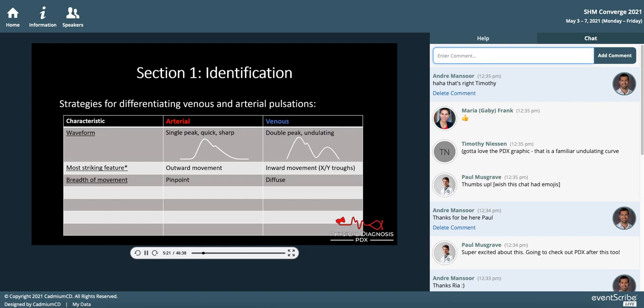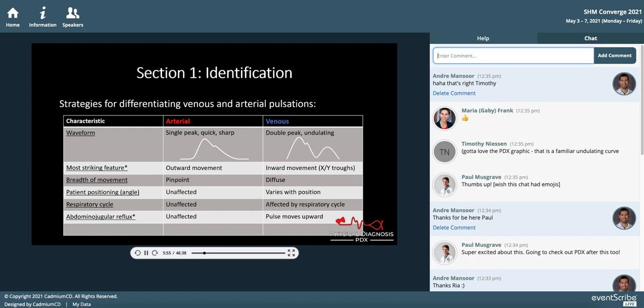The breadth of movement can also be helpful. The arterial pulse tends to be more pinpoint, involving a relatively small area of the neck, whereas the venous pulse is diffuse, involving a larger area of the neck. The arterial pulse is unaffected by patient position, the respiratory cycle, and abdominal pressure. And the reason that's the case is anatomical. The reason we see and feel the carotid pulse where we do, the reason we see and feel the radial pulse where we do, is because that's where those vessels course closest to the surface of the skin, which is entirely independent of patient position, respiratory cycle, and so forth.